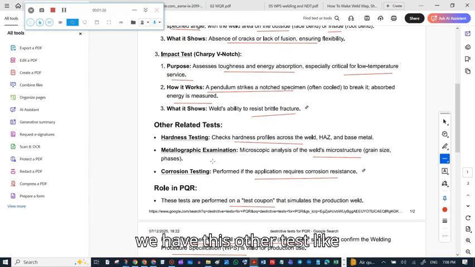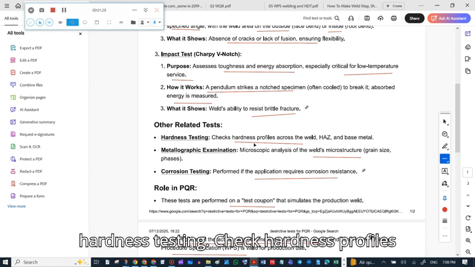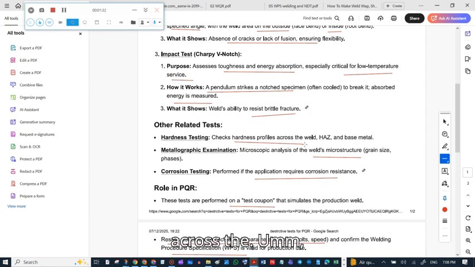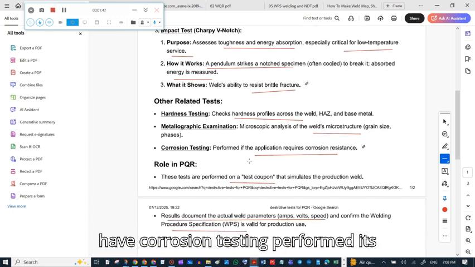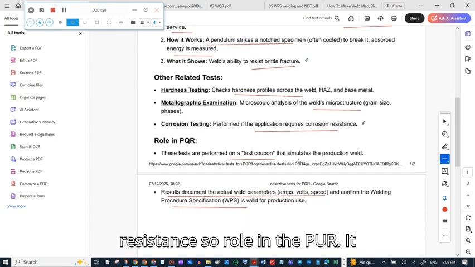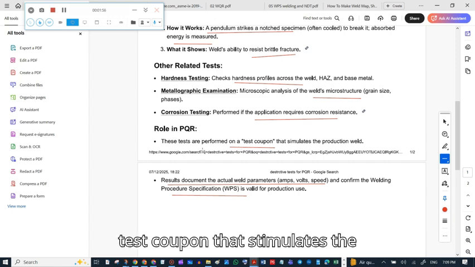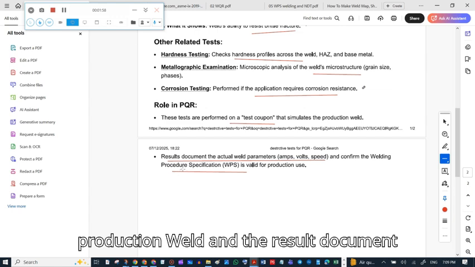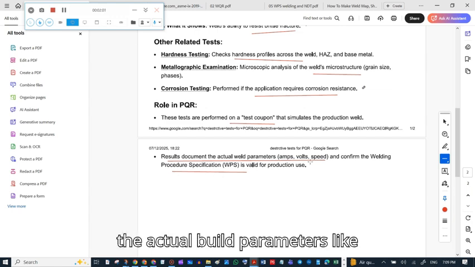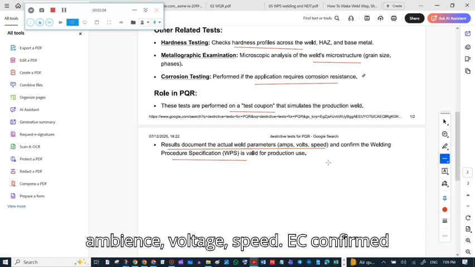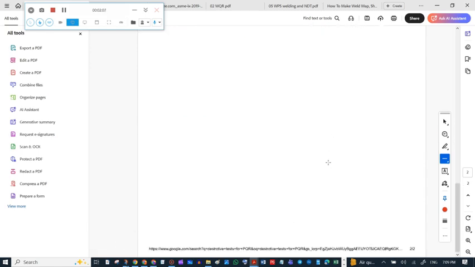Then we have other tests like hardness testing. Check hardness profiles across the weld, metallographic examination like weldments, microstructure, grain size, phases, etc. And when we have corrosion testing, this test is performed when the application requires corrosion resistance. So the role in the PQR, it's all done on the test coupon that simulates the production weld, and the result documents the actual weld parameters like amperage, voltage, speed, etc. Confirmed WPS is valid for production use.